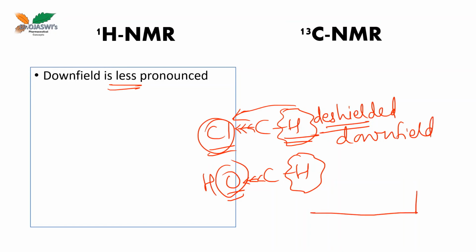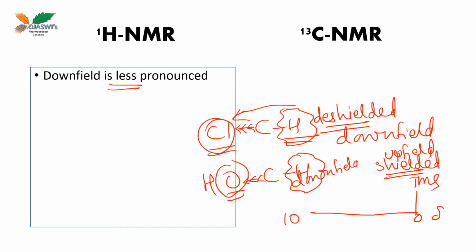We have seen in my earlier video, on the delta scale 0 to 10, the side which is towards TMS is where the shielded protons appear, called upfield, and the other side is called downfield. So deshielded protons appear downfield. We remember D and D: deshielded protons appear downfield. This downfield shift is less pronounced in 1H NMR.